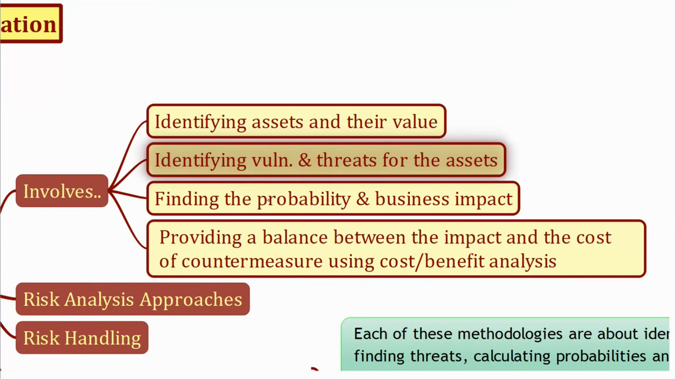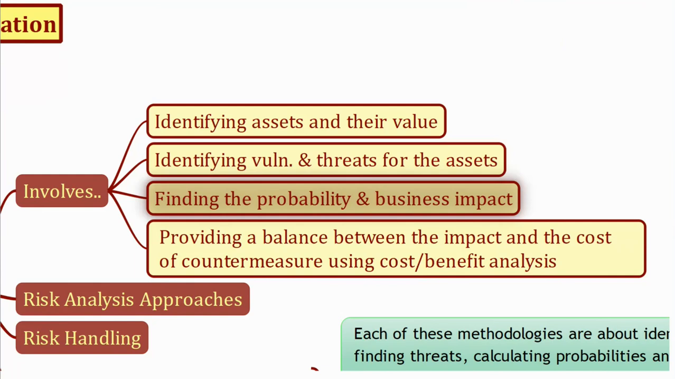Now once you know the important assets, and you have identified the vulnerabilities and the threats to those assets, the next step is finding the actual risk, which is finding the probability of those vulnerabilities getting exploited and what will be the resulting business impact if that were to actually happen. So that is the third step.